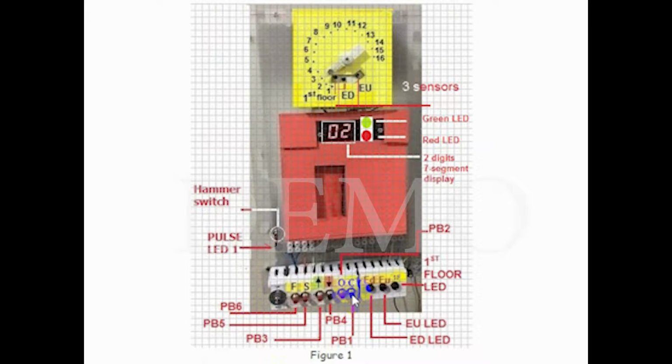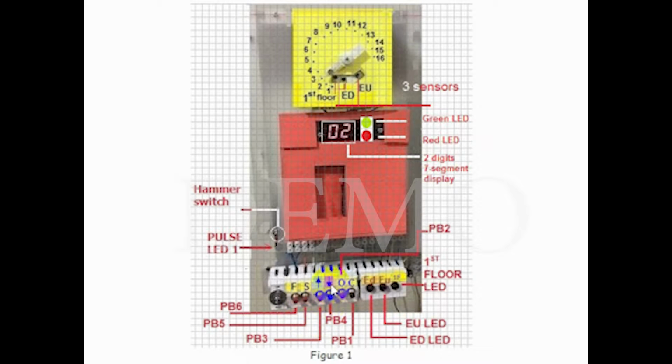Depressing PB1 closes the cabin door. Depressing PB2 opens the cabin door. Depressing and holding PB3 plus triggering either PB6 or PB5 simulates an elevator's cabin movement upward with either fast or slow speed respectively.